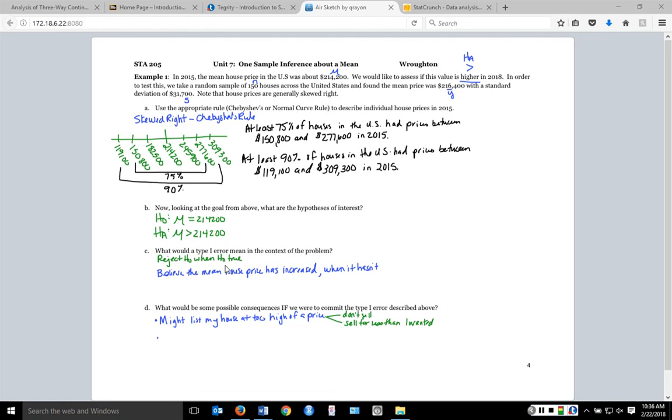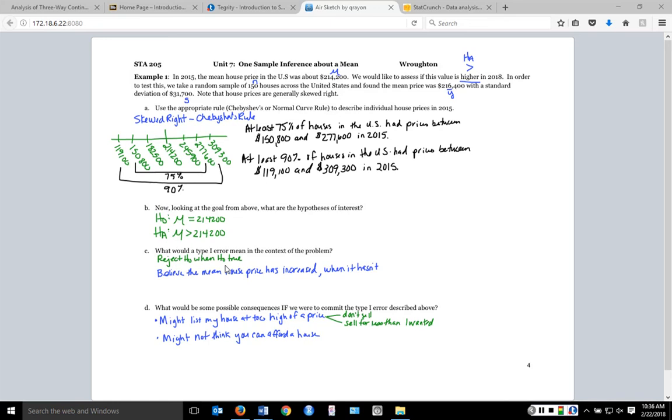Like, maybe if you were someone buying, you might think prices are higher than they were before. You might not think you can afford a house. So that's another example of a consequence.